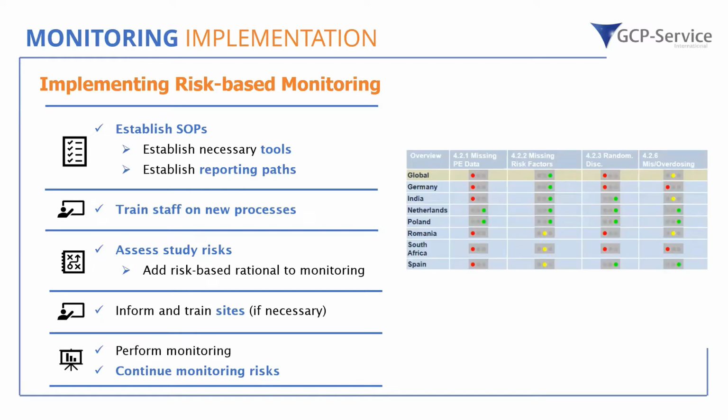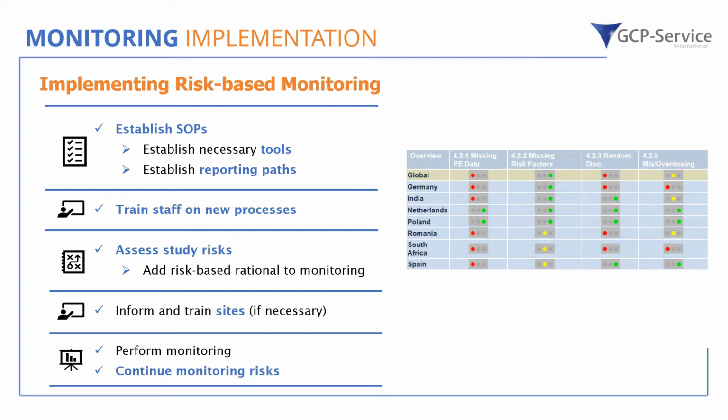Here, overviews, globally accumulated, but also on country level and on site level, help you keep an oversight of how the status at the different parts is. Do you have a lot of missing data? Do you have risk factors that you need for your evaluation that are not included? Do you have randomization discrepancies? Do you have issues with the informed consent process?